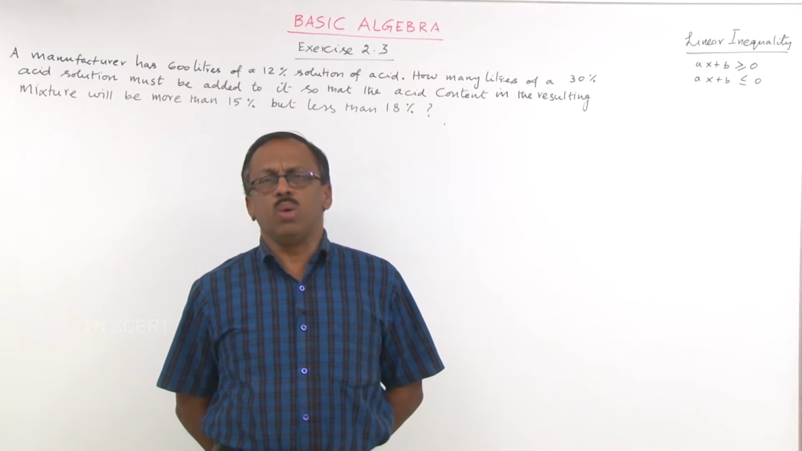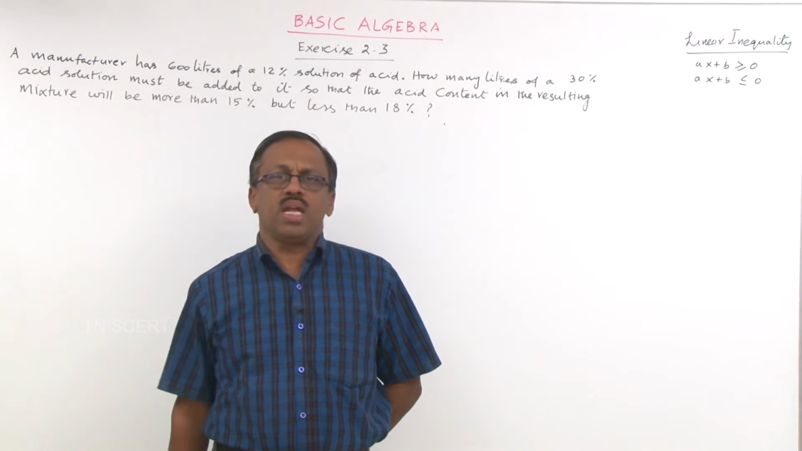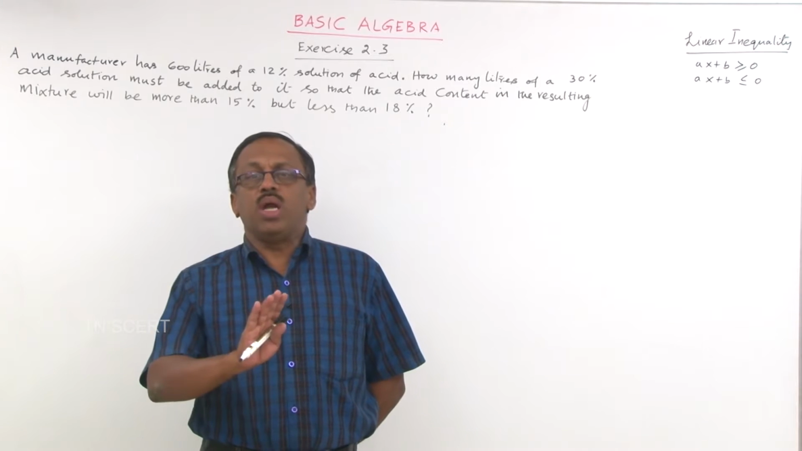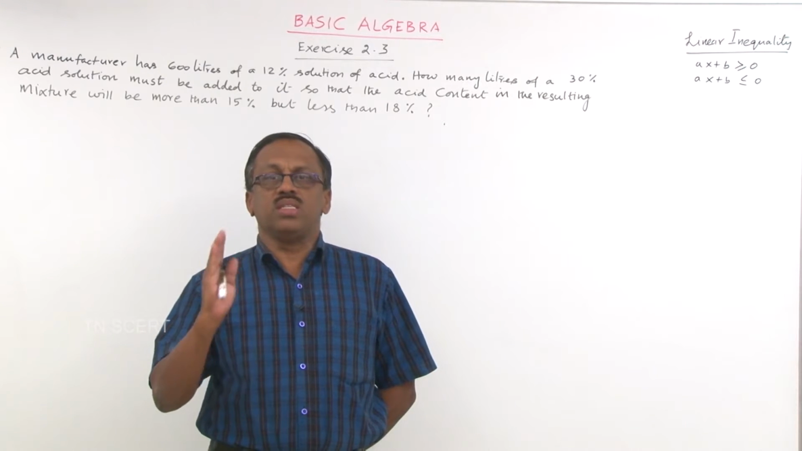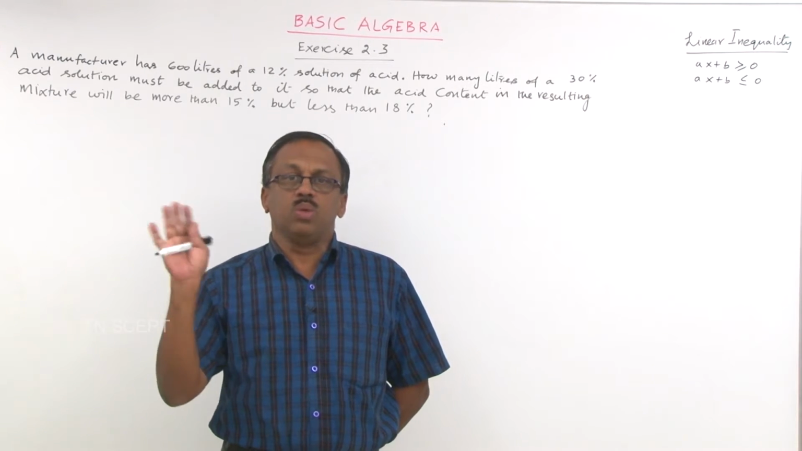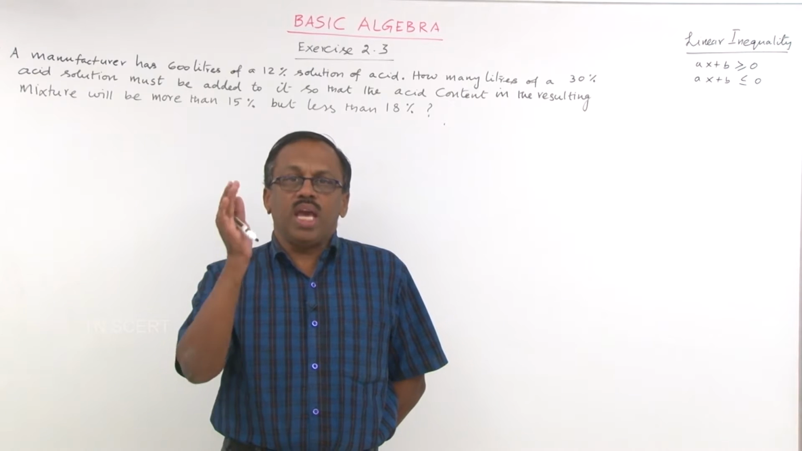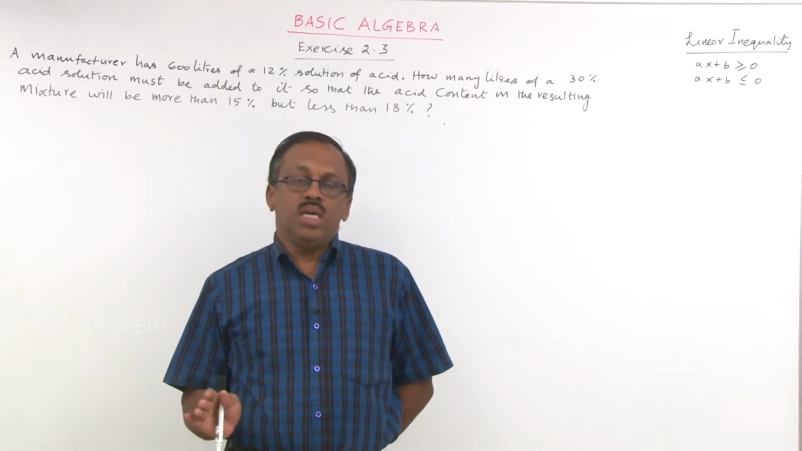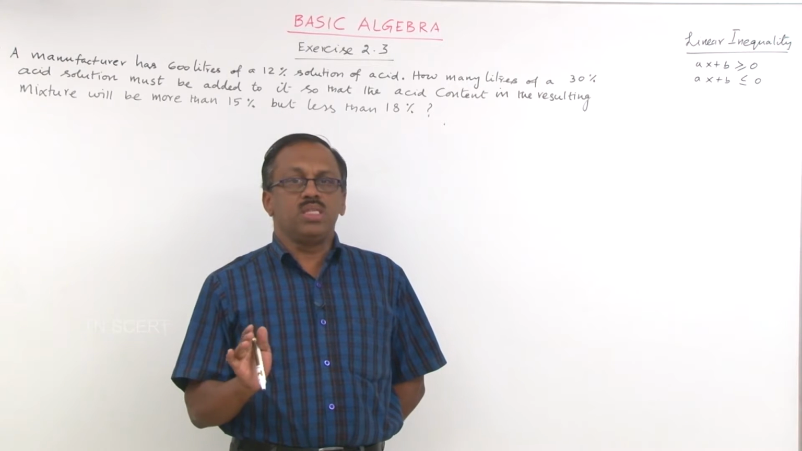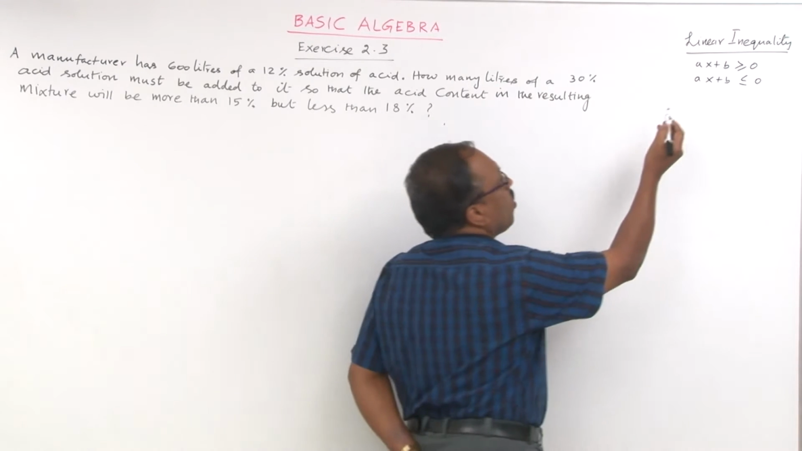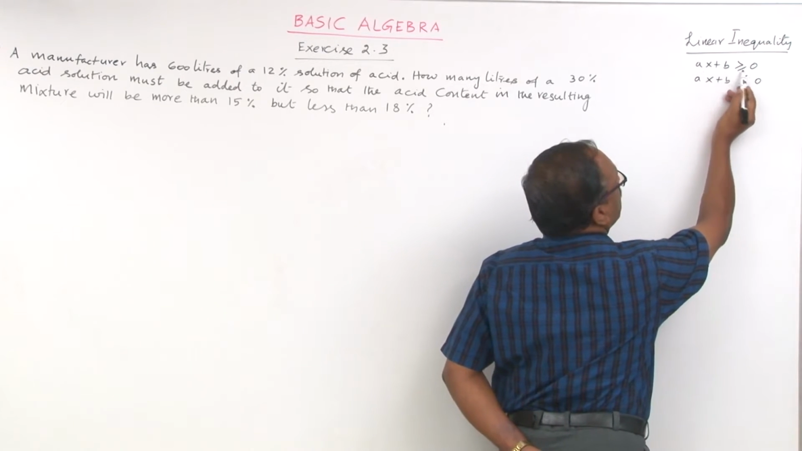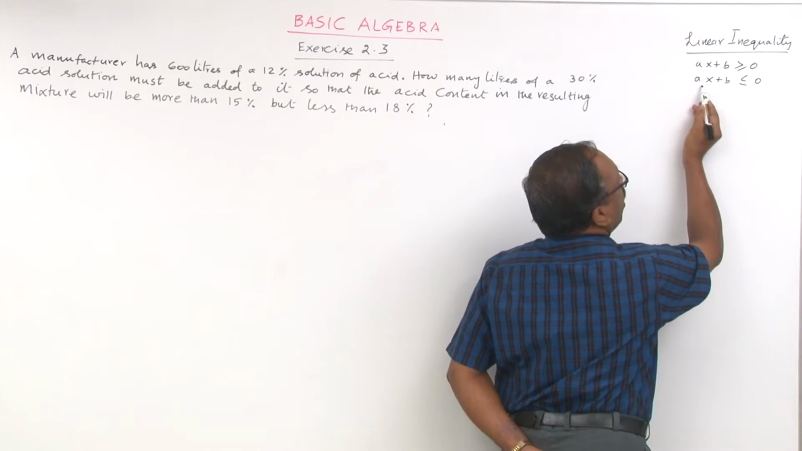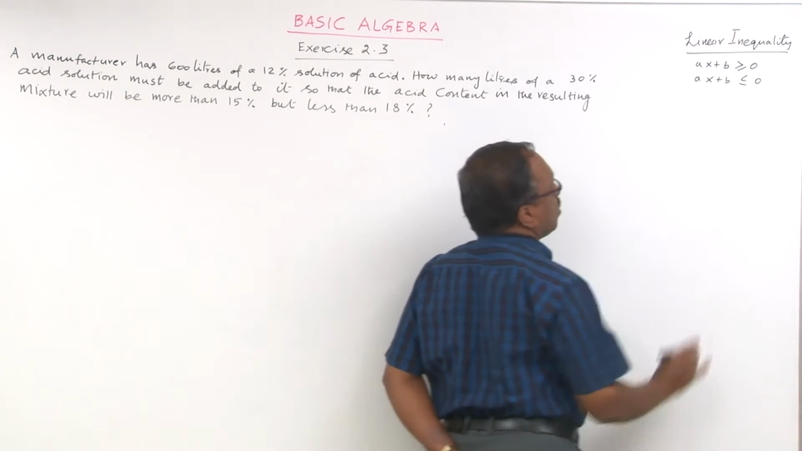What are linear inequalities? Linear means, you know, that it is a straight line. Inequality means that the equation does not equal 0. That means it may be either less than or greater than. Linear inequalities are in this format: ax plus b greater than or equal to 0, or ax plus b lesser than or equal to 0.